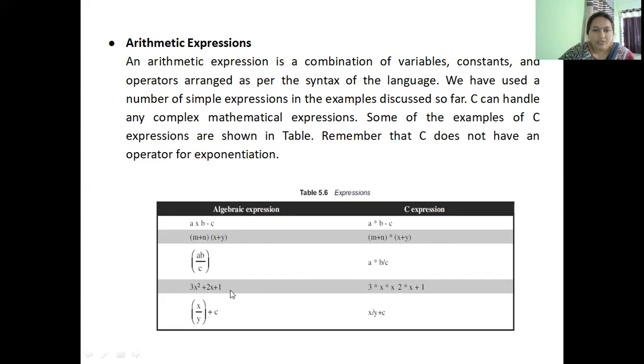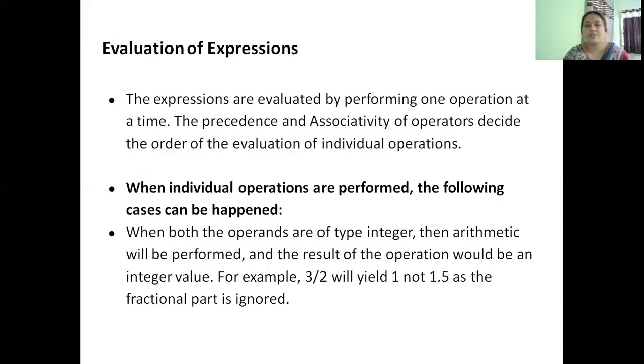3x square plus 2x plus 1 is written as 3 into x plus 2 into x. So into is nothing but star. So I have to be saying 3 star x plus 2 star x plus 1. X by y plus c is written as x slash y plus c. This is how you write C expressions equivalent to the algebraic expression.